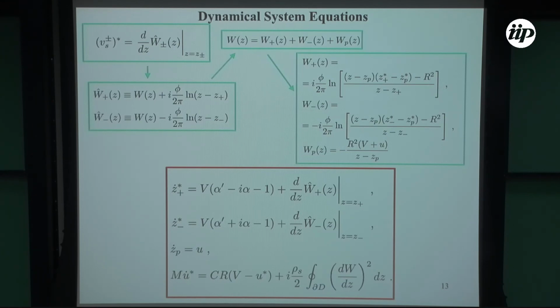Yes. Okay, so you have this dynamical system. You have lots of parameters here. You have R, you have V, you have the positions. You have a flux. This is the circulation. I didn't quantize the circulation so far. The phi is an arbitrary value for the circulation.